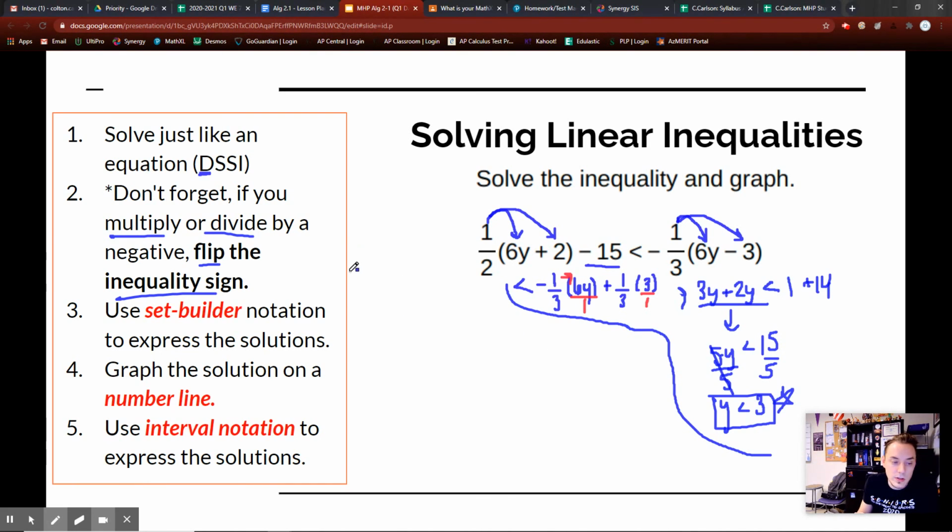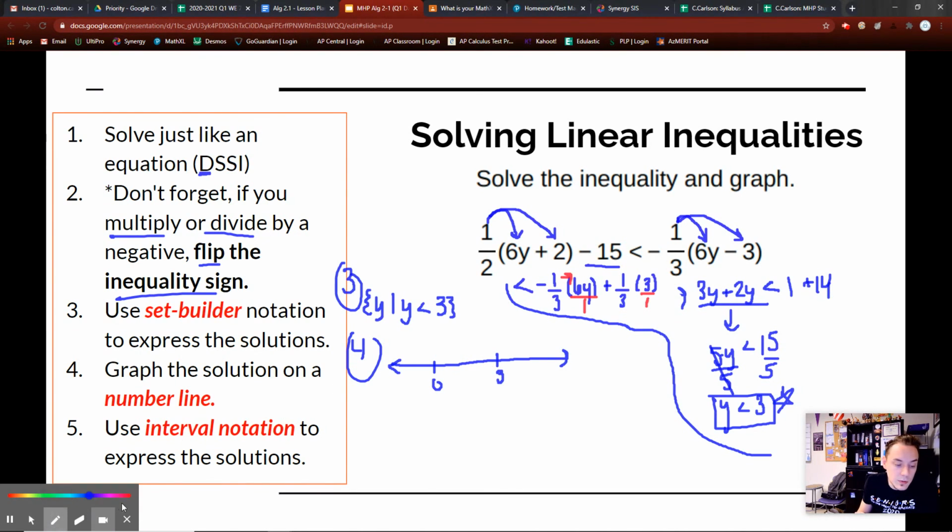All right, let's do 3. What does set builder notation look like? The set of all, not x. Oh, shoot. Why is it not x, kids? What's the variable? Y. The set of all y such that y is less than 3. Perfect. 4, number line. Let's do a number line here. Perfect. Let's do a 0 for reference, and then 3.